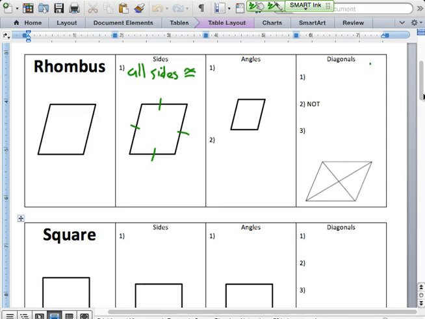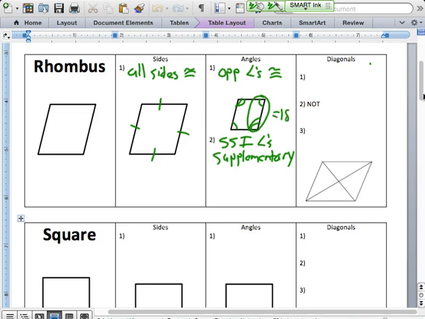As far as the angles go, it's basically the same as any other parallelogram. Opposite angles are congruent. So this angle and this angle are the same, and this one and this one are the same. And also the same thing is true: the same side interior angles are supplementary, which means that these two angles right here equal 180 degrees, right? So that's what supplementary means. Those two are going to add up to be 180, each pair on the same side will.